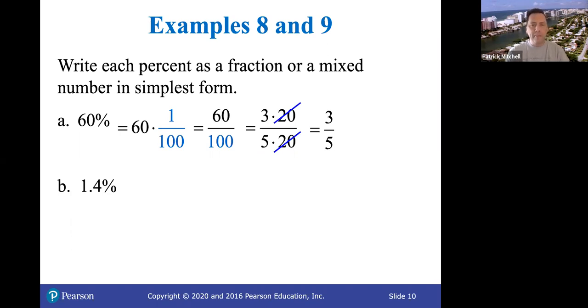1 4/10%, this one is a little more complicated because the percent is a decimal. We're going to start off the same way by replacing the percent sign with the fraction 1/100th.